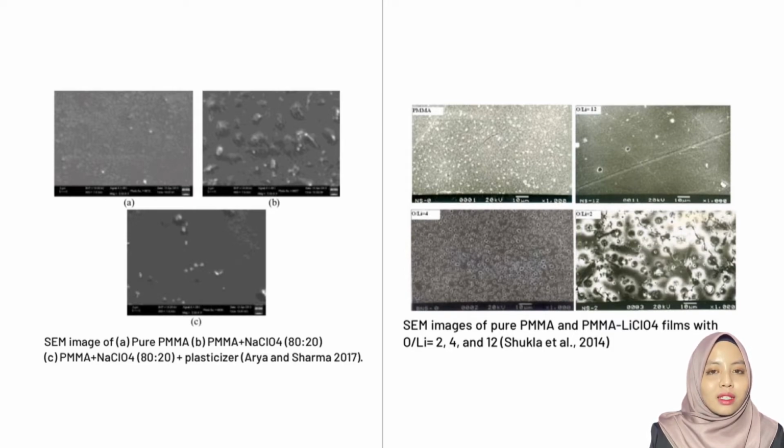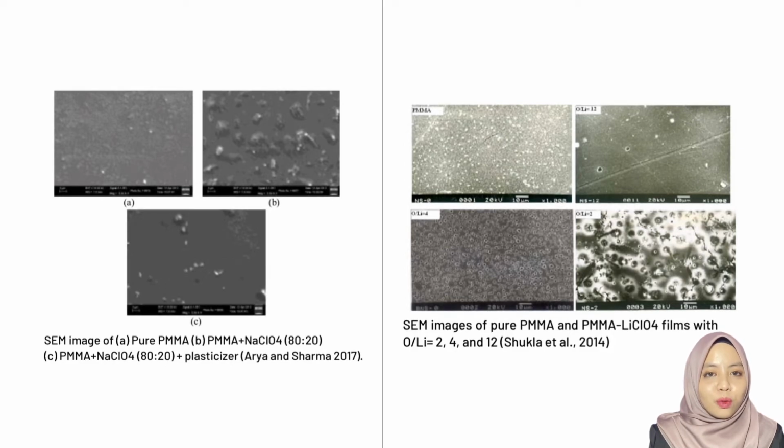The last SEM analysis is from Shukla et al. 2014. The figure shows the pure PMMA and PMMA with salt film with different salt concentration. The smooth morphology indicates the amorphous nature of PMMA. The quick evaporation of the solvent causes tiny holes or several craters on the electrolyte surface. The addition of salt causes noticeable changes in the surface morphology of pure PMMA. As more salt is added, the pore size grows larger and the polymer salt complex film has a uniform pore distribution.